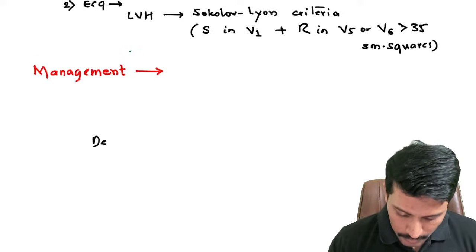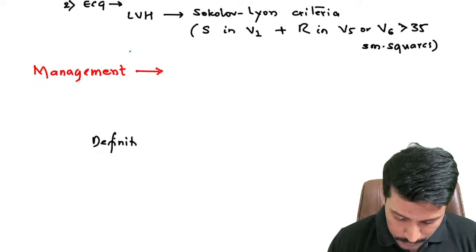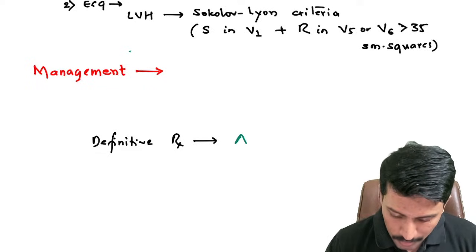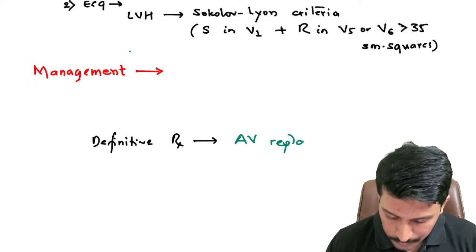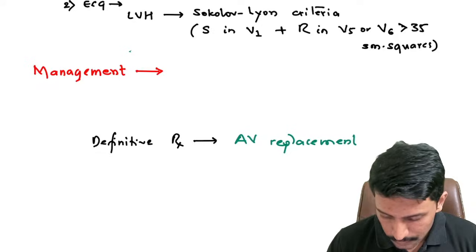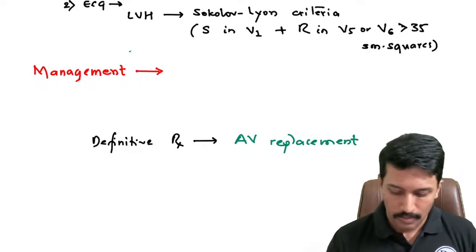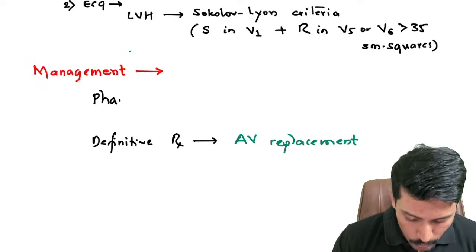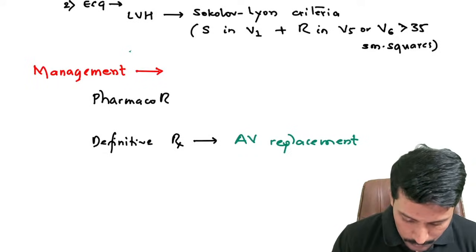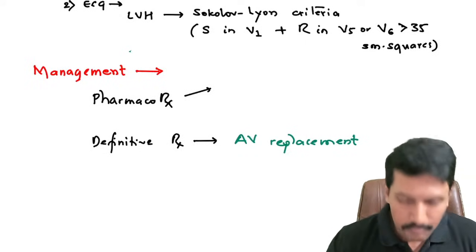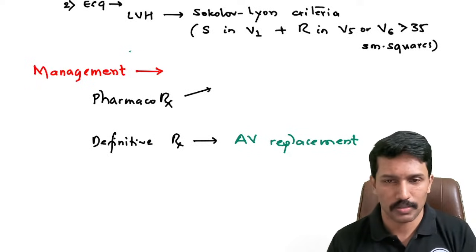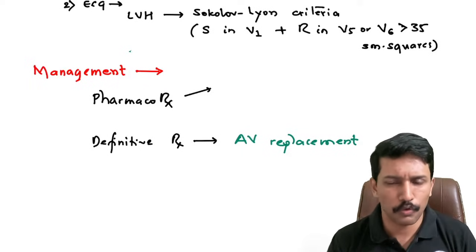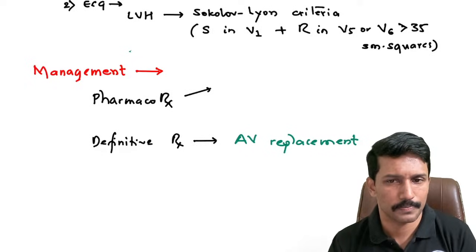Okay, so if they ask what is the definitive treatment, the definitive treatment is simple. That is going to be aortic valve replacement. But is there any role of pharmacotherapy? Normally, like giving drugs like beta blockers or nitrates, is that useful for a patient with aortic stenosis?